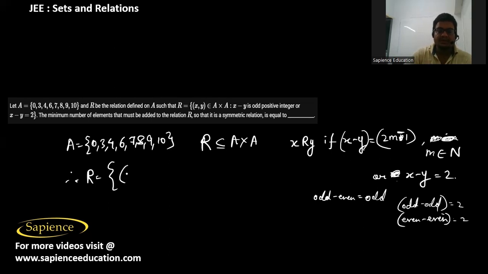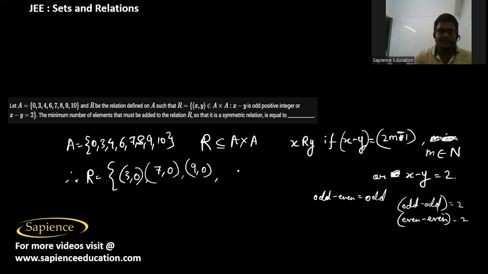So the relation R will contain the pairs: 3 minus 0, which is odd. 4 minus 0 we can't keep. 6 minus 0 we can't take. 7 minus 0 we can take. Then 8 minus 0 we can take. 9 minus 0 is an odd number, so 9 comma 0 we can take. And then 10 minus 0 we cannot take.